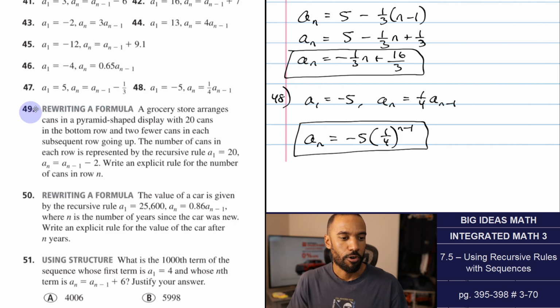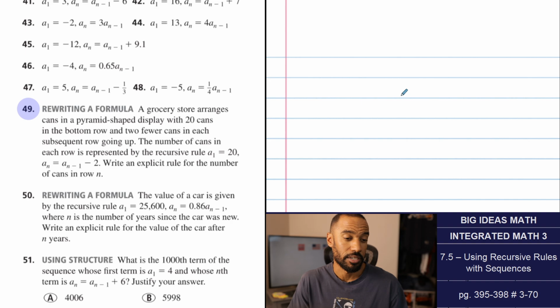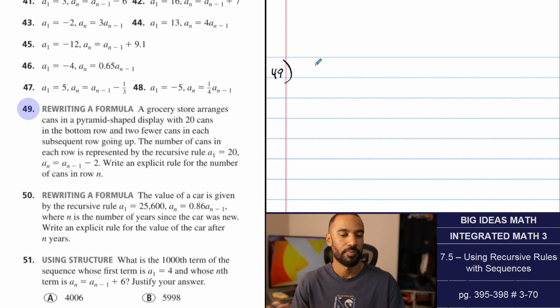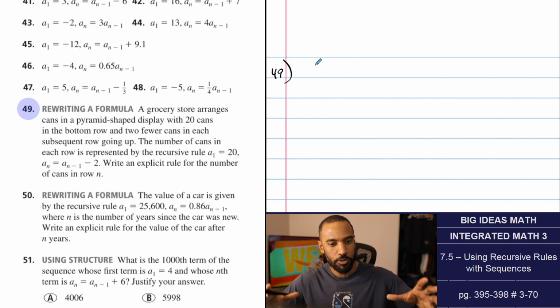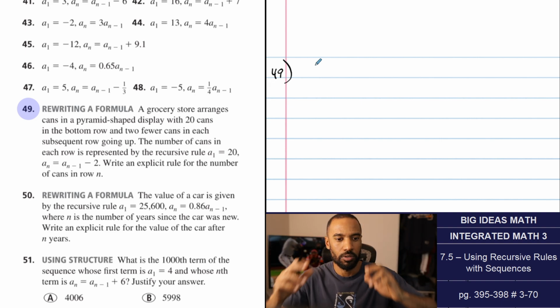All right, we get to rewrite a formula a couple times, so it's going to be a lot more of those two, but they give you some context, so we can explore what other kinds of problems they might say with them. A grocery store arranges cans in a pyramid-shaped display with 20 cans in the bottom row and 2 fewer cans in each subsequent row going up.